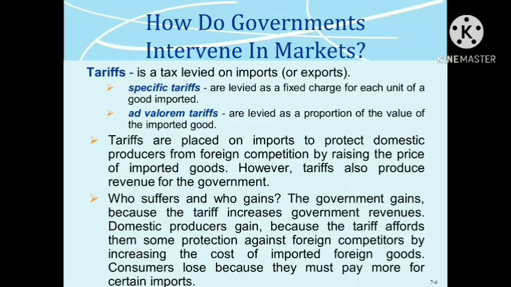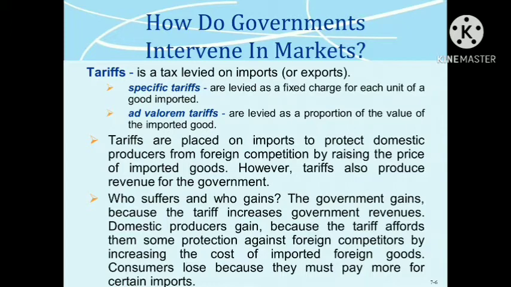When we say tariff, it is a tax levied on imports or exports. Tariffs fall into two categories. We have specific tariffs, which are levied as a fixed charge for each unit of a good imported. Let's say, for example, 150 pesos per barrel of oil. And another one, we have ad valorem tariffs, which are levied as a proportion of the value of the imported good.